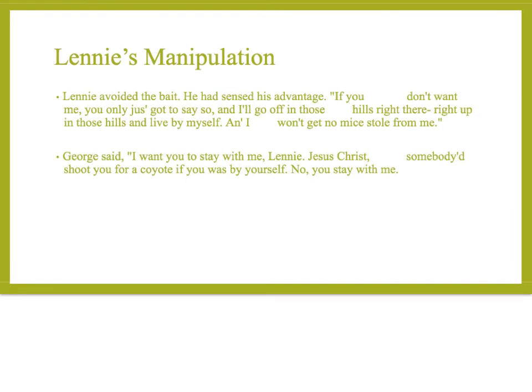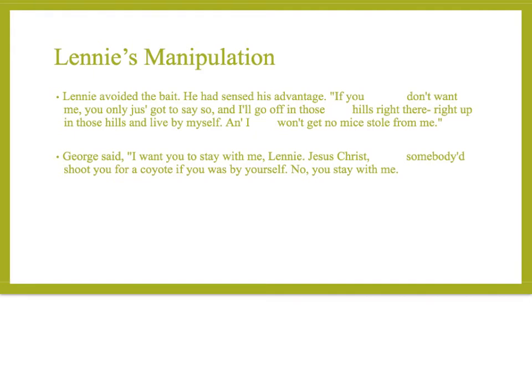But it's important to realise, and we'll talk more about this when we're doing Lennie, that Lennie can manipulate George as well. And I'm not going to go into the Lennie bit here. I'll do that when we're revising Lennie by himself. But it says, "Lennie avoided the bait. He had sensed his advantage." "If you don't want me, you just gotta say so, and I'll go off into those hills right there, right up in those hills, and live by myself. And I won't get no mice stole from me." Oh, God bless him. And then George says, "I want you to stay with me, Lennie. Jesus Christ, somebody would shoot you for a coyote if you was by yourself. No, you stay with me."